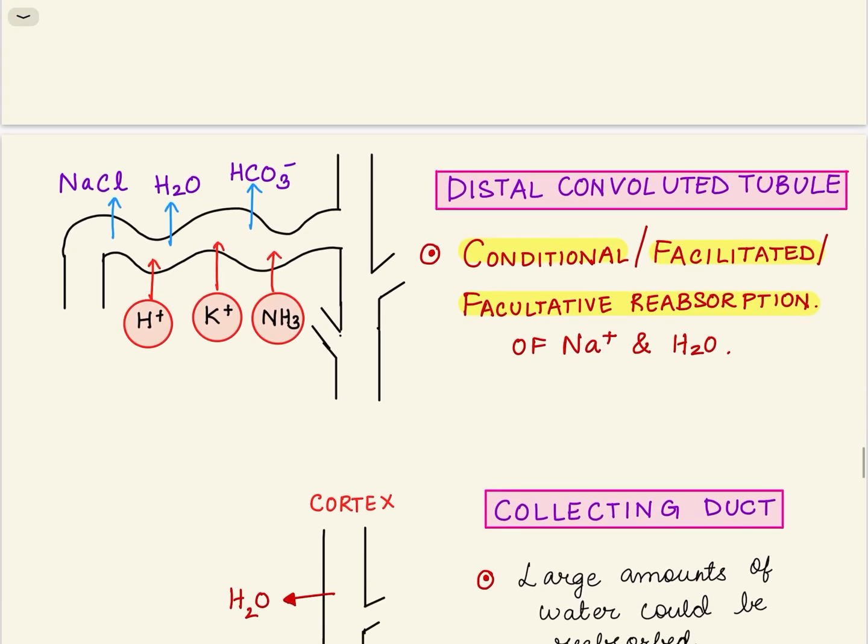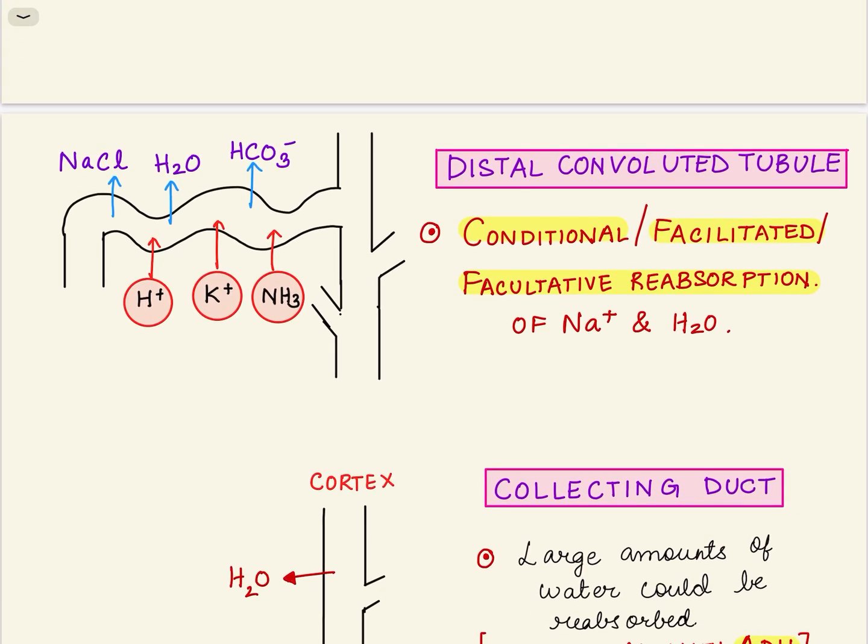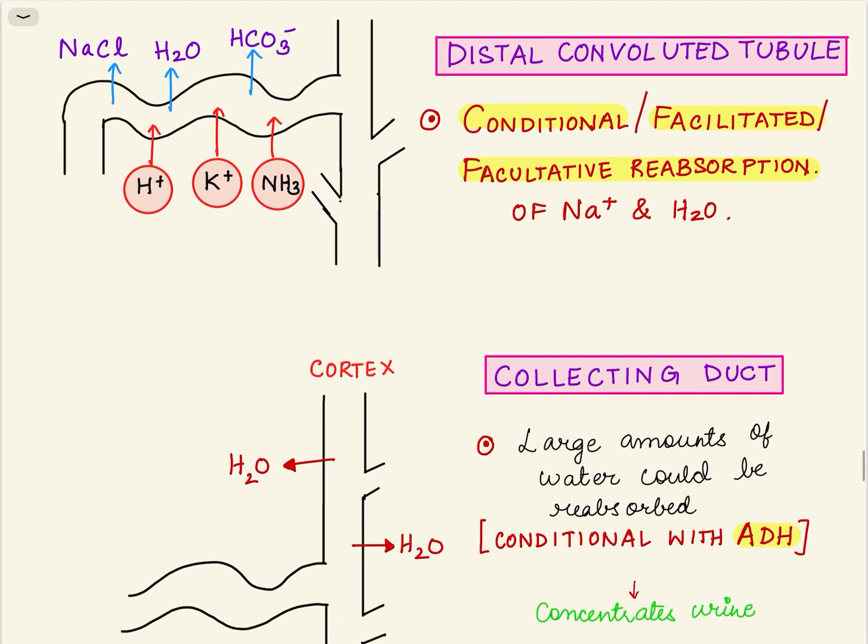Next structure is the distal convoluted tubule. The distal convoluted tubule plays an important role in what is known as conditional, or facilitated, or also facultative reabsorption. Reabsorption of what particular things? Mainly sodium ion and water. What else does it reabsorb? It reabsorbs chloride and bicarbonate as well. Again, there is tubular secretion in the DCT also. What all will get secreted? Hydrogen ion, potassium ion and ammonia.